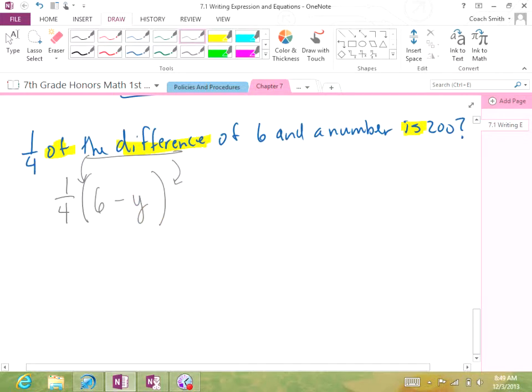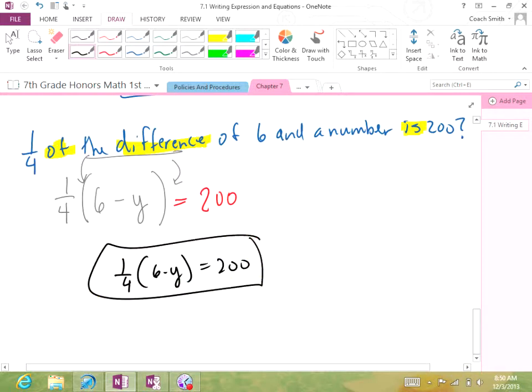Now, the reason we did it in order is because we're not using the words less than. Difference, minus, subtract, those all mean just keep it in the order they gave it to you. Now, the next one is the word is, which is an equal sign, and then 200. So, 1/4 times 6 minus y in parentheses equals 200. That's your answer.